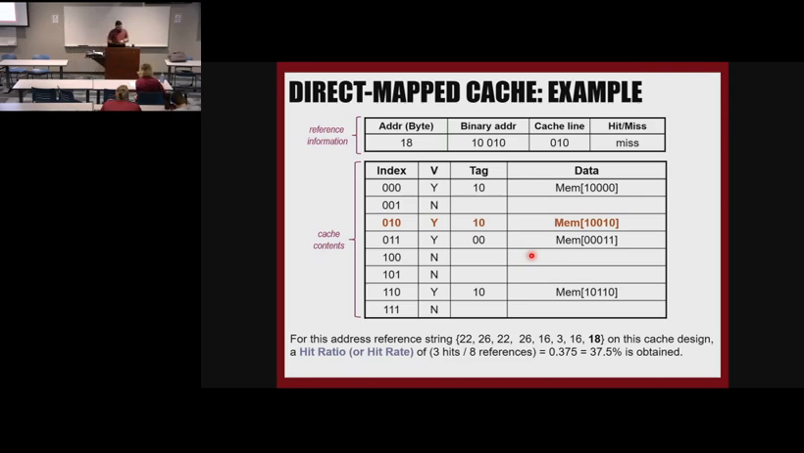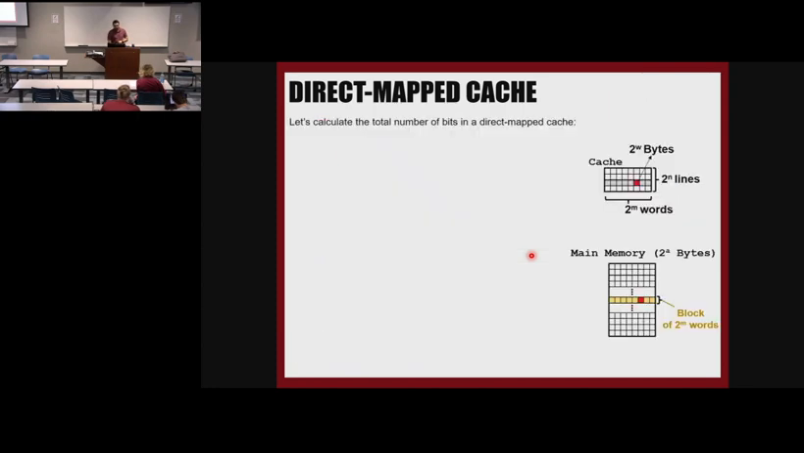Okay, but this was a very simple cache that we just talked about. From the beginning, I said that we're going to have one block per line, one word in each block, and one byte in each word. But that's not really the case in a realistic cache. So now let's go and see a realistic case.